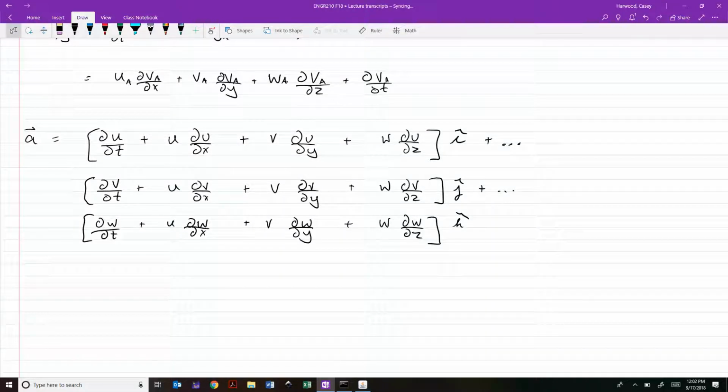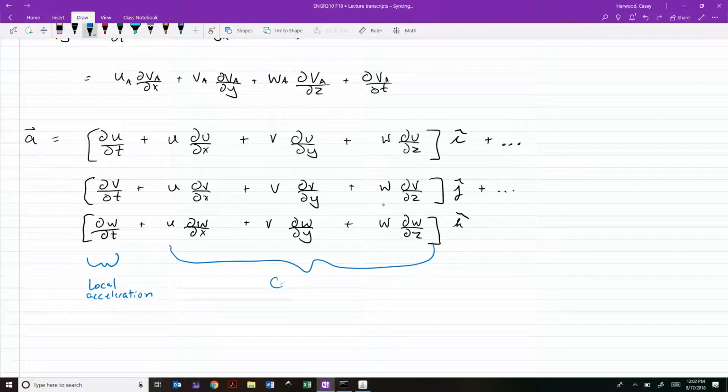Okay, so if we write out the x component, y component, z components on these three separate lines, we can start to see the pattern that develops. So in the beginning here, these first terms, I reorganized, so now these first terms are our local acceleration. And we have our convective accelerations.